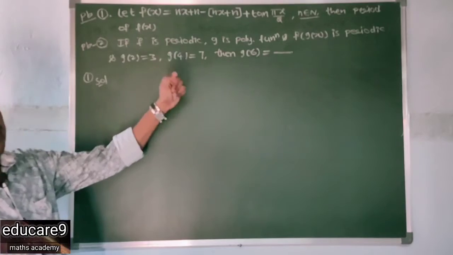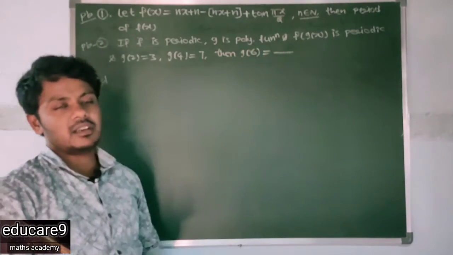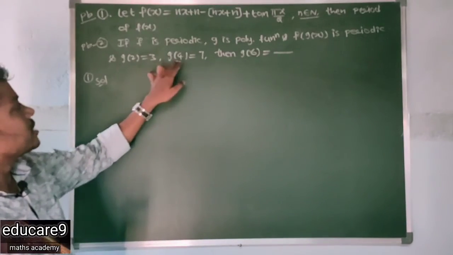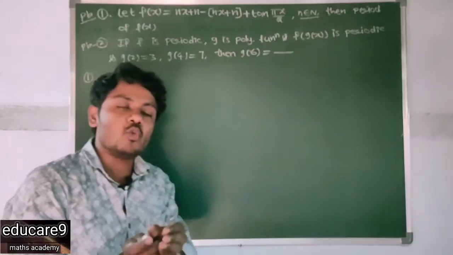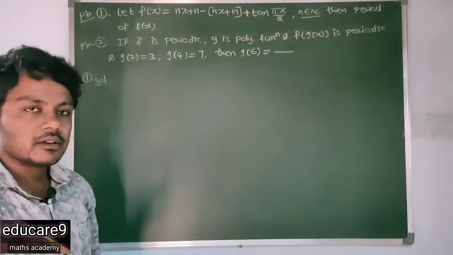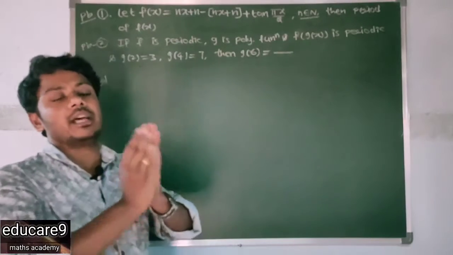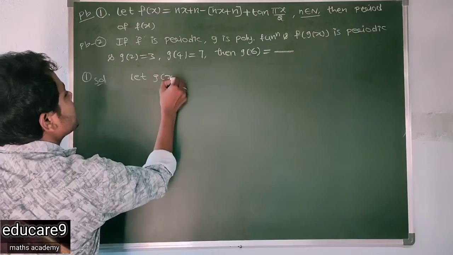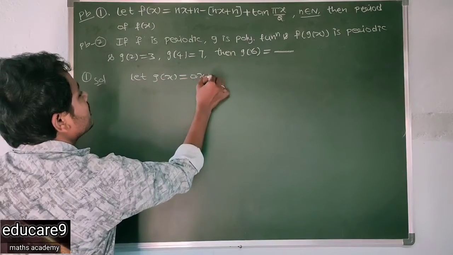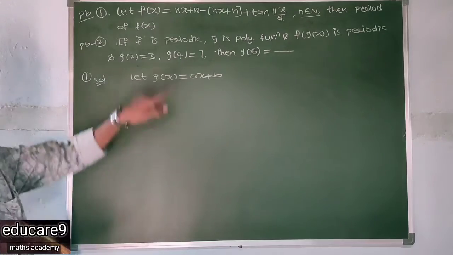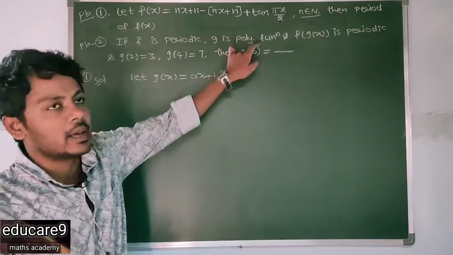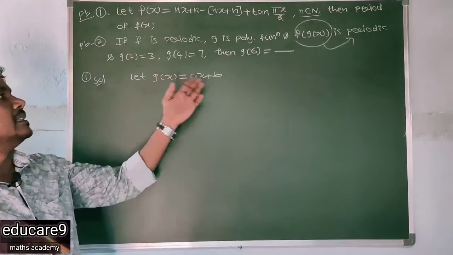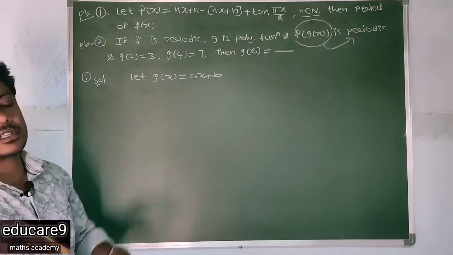F is periodic and g is a polynomial function, and f of g of x is periodic. So here g of 2 and g of 4 values are given. Then you want to find g of 6. First you want to find the polynomial equation of g of x. So let g of x be a linear equation. You see here f is periodic and g is polynomial, so f of g of x is periodic. Therefore clearly g of x is a linear function.